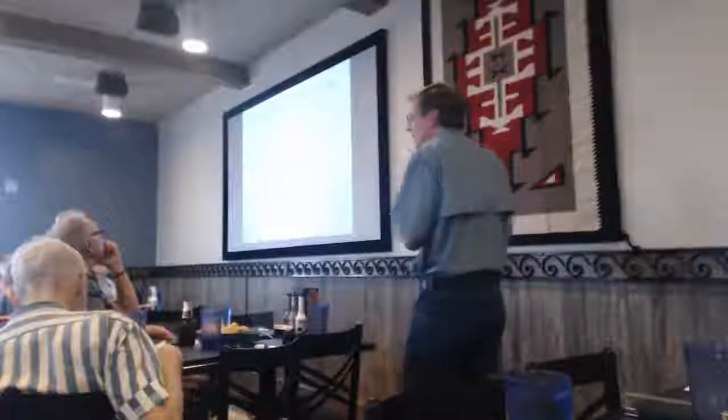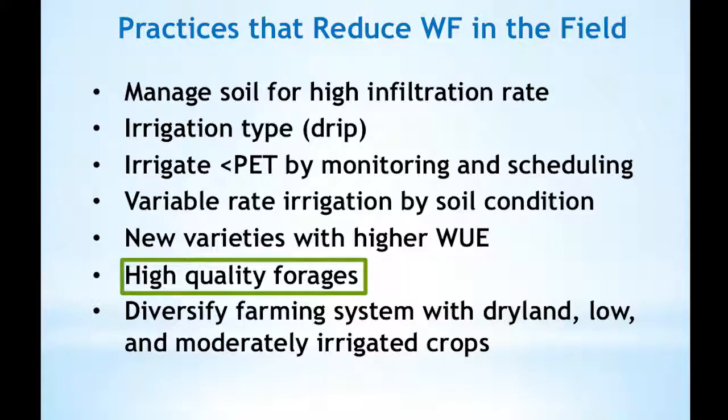Now, what sort of practices can be implemented on the farm to reduce the water footprint? Here I've listed several, and in fact, I had shown this slide in the past with a different title. Often we practice this to increase water use efficiency, but now we're taking just the inverse of that, right? High infiltration rate. What do we do there? We want structural drainage, irrigation pipe, the drip system. Irrigate at less than potential level of reservoir. Monitoring and scheduling irrigation. Variable rate, new varieties, good genetics, and genetics are really going a long way.